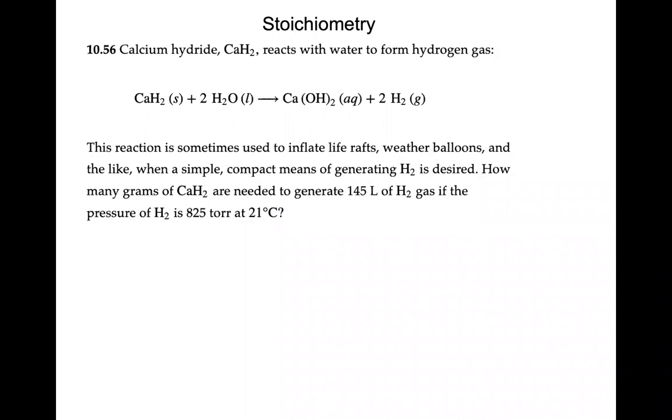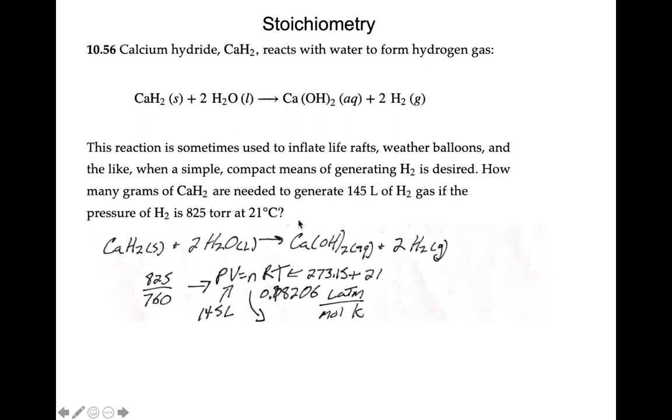This one's set up where it's saying you want to make a certain amount of H2 gas. Okay, how much of the reactant do you need in order to make that happen? You want to make enough H2 gas to fill up 145 liters at 825 torr and 21 degrees C. How much of the calcium hydride do you need to do that? This is giving us gas conditions in order to determine the number of moles.